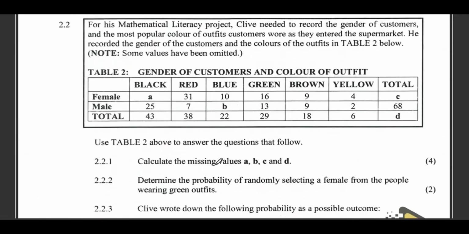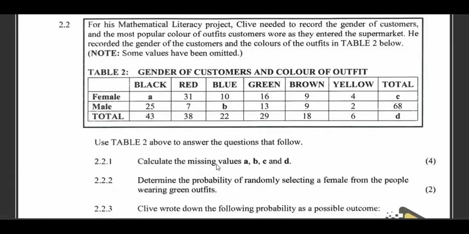Question number 2. For the mathematical literacy project, Clive needed to record the gender of customers and the most popular color of outfit customers wore as they entered the supermarket. He recorded the gender of the customer and the colors of their outfits. Okay, some values have been omitted. Calculate the missing value of A.